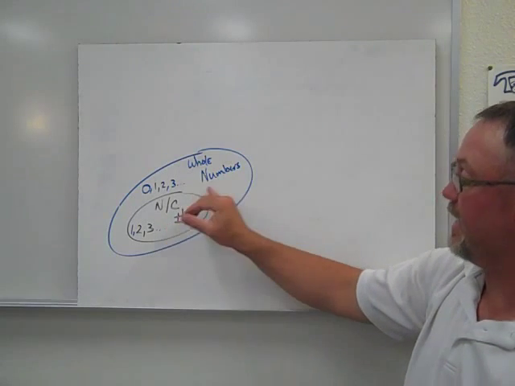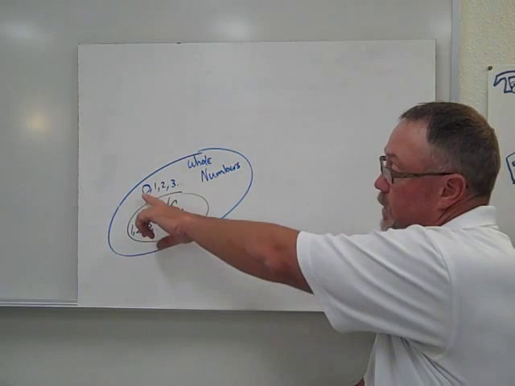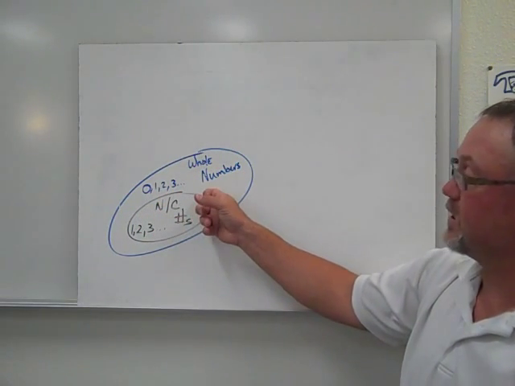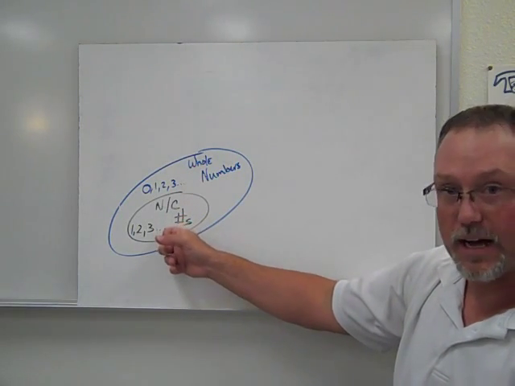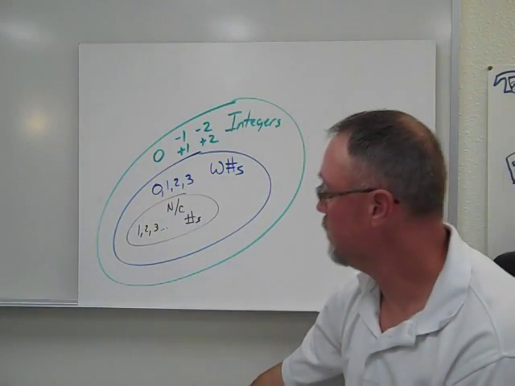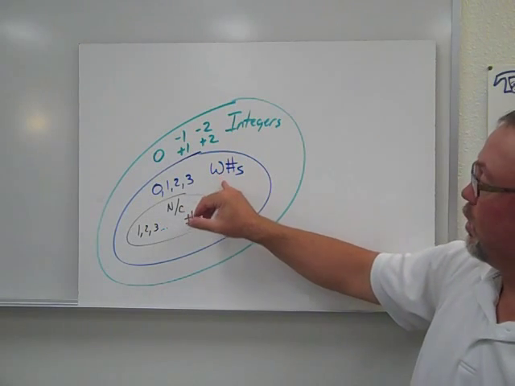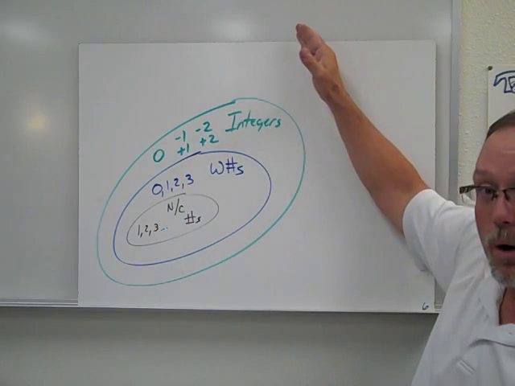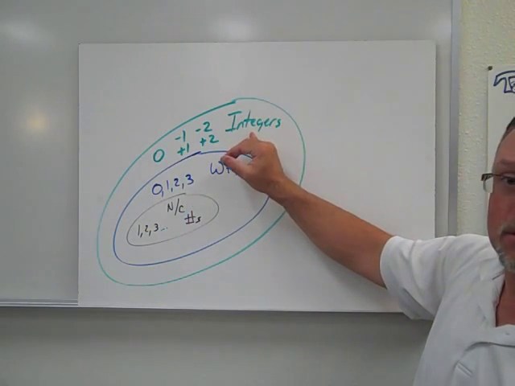So this would be the A, this would be the C if you go back to the definition of subsets that I gave you. So we have 0, 1, 2, 3, 4. So natural numbers are a subset of whole numbers. Whole numbers are not a subset of natural numbers. Natural numbers are a subset of whole numbers. Whole numbers are a subset of integers. So we're working our way out. So these are subsets of this.